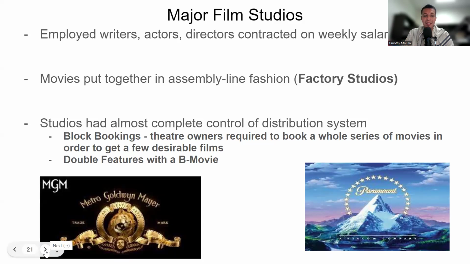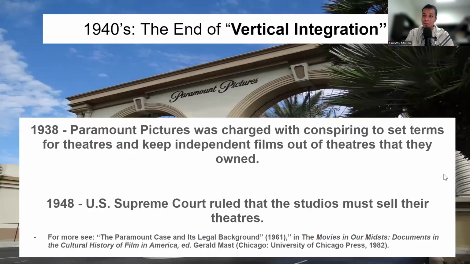But the idea is, in the 1940s, with all of this control of creation and distribution, the U.S. Supreme Court actually had to step in. In late 1938, Paramount was charged with conspiring to set specific terms for movie theaters, bullying them in the process with these block bookings. And it kept independent films out of theaters that they themselves owned. So think about that. If you're not part of the group, your story doesn't get told.